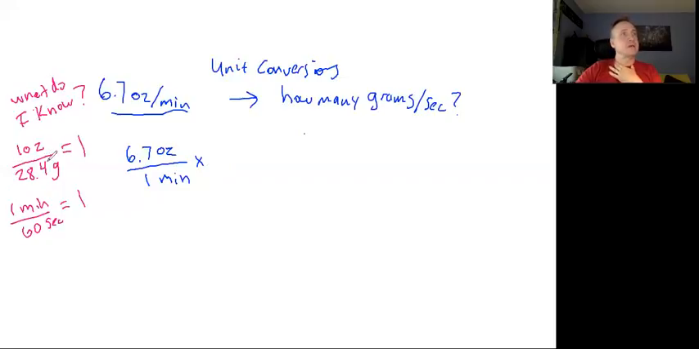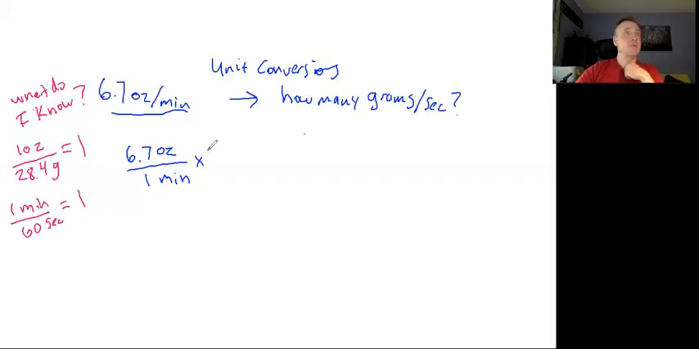So ounces over grams, right? I see that I have ounces here, and I don't want ounces in my answer. So if I can write this in a way so that ounces will cancel out, I'll get rid of them and I'll be left with grams and minutes, which is getting me closer, right? I'm adding in grams now. But notice that ounces is on the top here and ounces is on the top here.